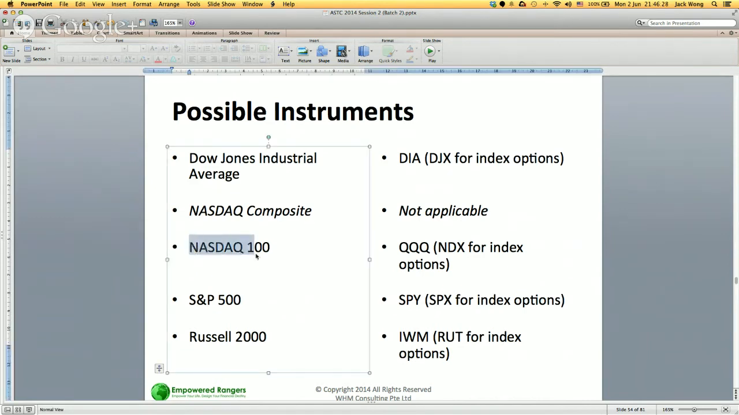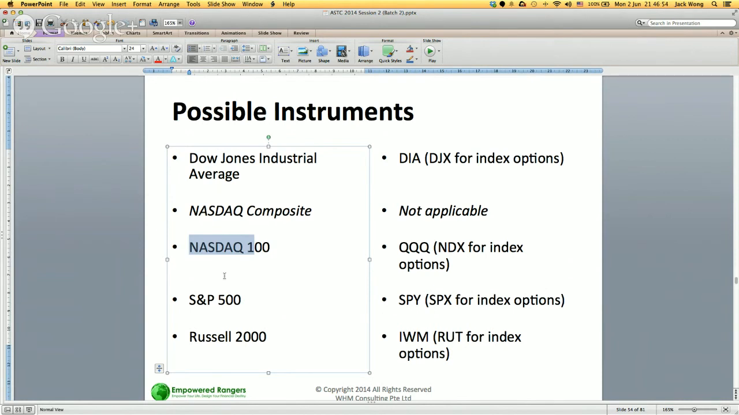Okay, so Nasdaq 100 is the one that I track. So for ETFs, it's triple Q, and for the index itself, NDX. For the S&P 500, we have SPY for ETFs, and SPX, which is the index. For the Russell 2000, the small cap, we have IWM for the ETFs, and RUT itself for the index options.